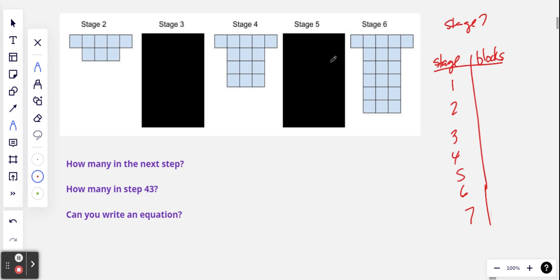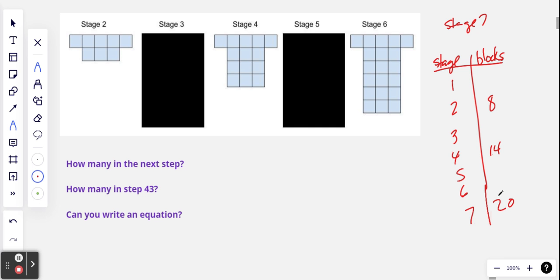Okay, so let's fill in the numbers that we do have. So here's stage 2, that's 5 and 3 is 8. We don't have stage 3. Stage 4, we've got that 5 at the top and then 9 more, so that's 14. And in stage 6, we've got that 5 at the top and then 3, 6, 9, 12, 15, and 5 is 20. Okay, so it seems to be growing at a pretty small rate.